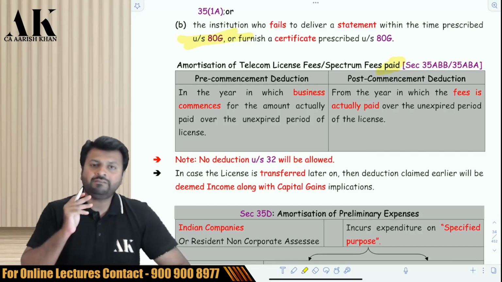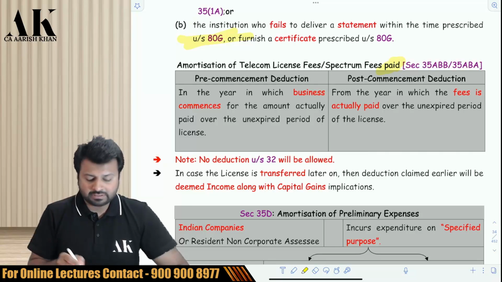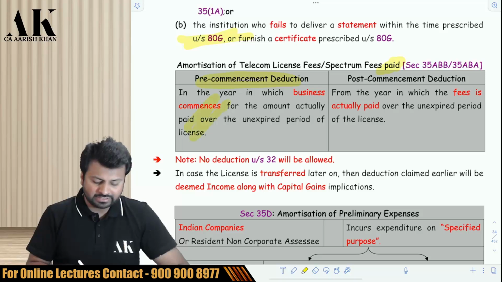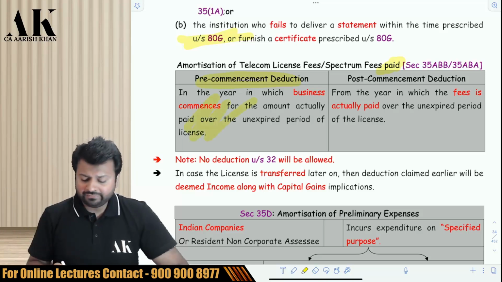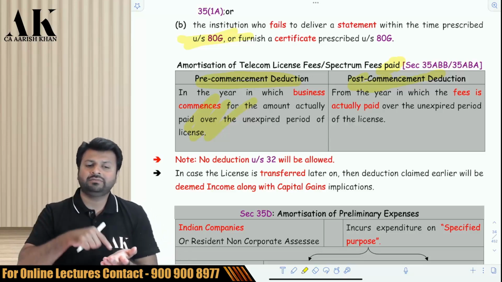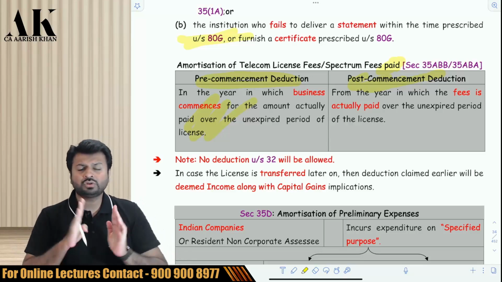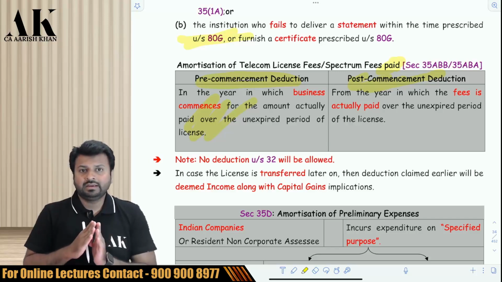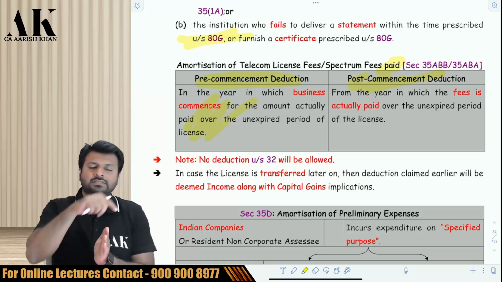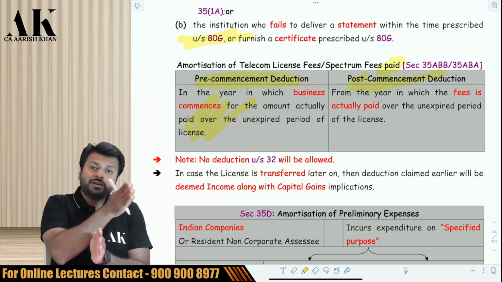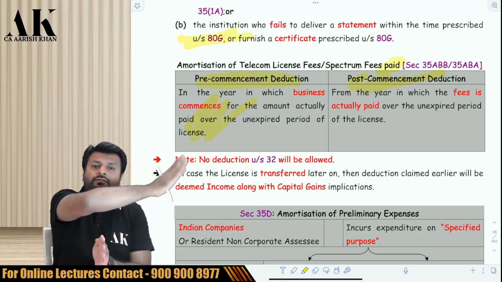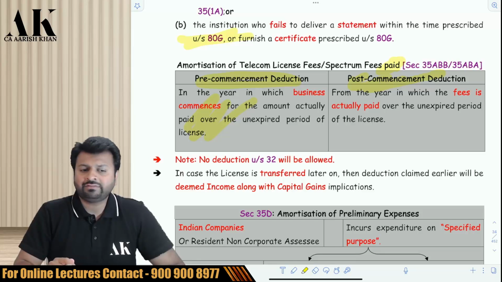If you have made the payment of the license before the commencement of the business, then the deduction will start from the year of commencement over the life of the license. And if you made the payment after the commencement of the business, then it will start from the year in which you made the payment. Suppose the business is starting today and you have made the payment before commencement, then it will start from today over the life of the license. Suppose the business has already started and you make the payment after 2, 3, 5 or 10 years. Then the deduction will be allowed from the year in which you made the payment, again over the life of the license.